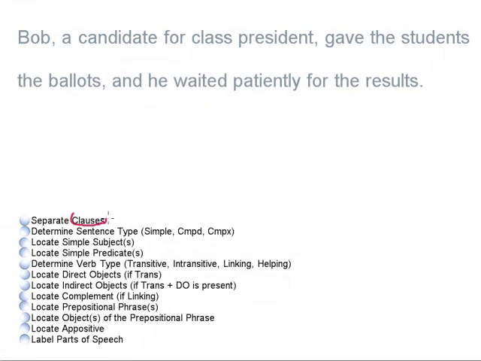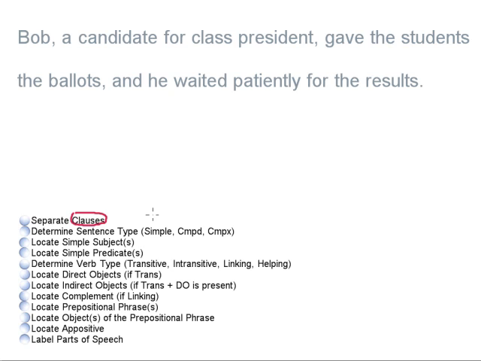A clause is a group of words that has a subject and a predicate. There are two different types of clauses. There are independent clauses, meaning that the clause can stand alone on its own, and a dependent clause, which means that the clause has a subject and predicate, but it doesn't make sense on its own. It's dependent on the rest of the sentence. So it's a clause, but it can't stand alone. That's a dependent clause. So let's start off there.